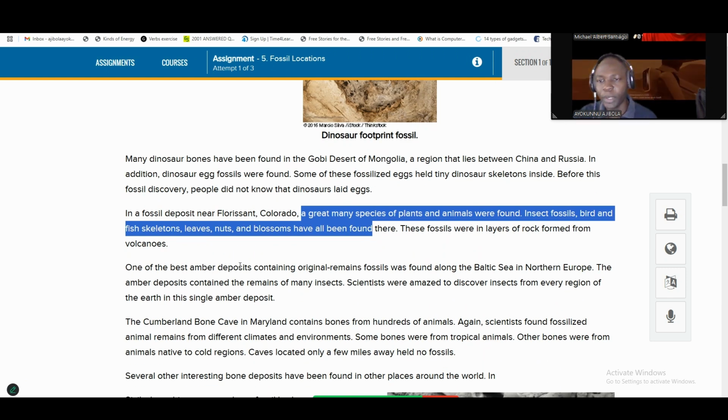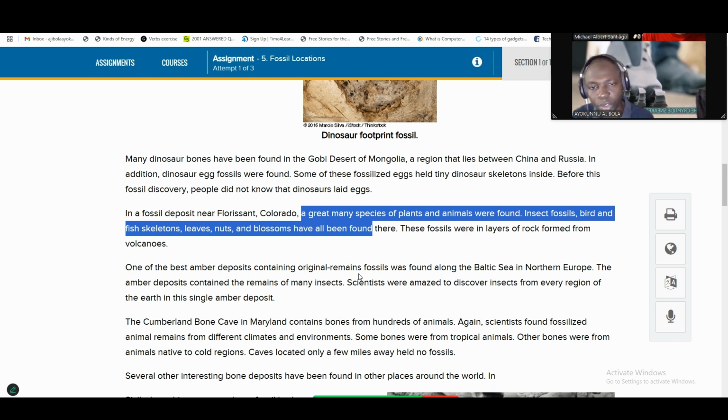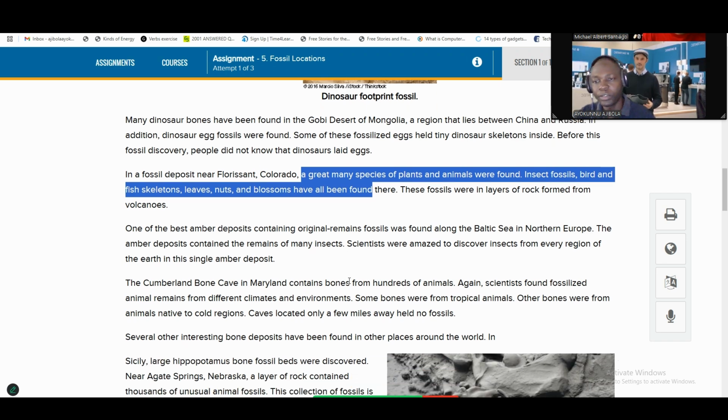One of the best amber deposits containing original remains fossils, like we studied yesterday, was found along the Baltic Sea in northern Europe. The amber deposit contains the remains of many insects. Scientists were amazed to discover insects from every region of the earth in this single amber deposit. That is, there are insects that spread over the earth whose fossils were found in this single amber deposit.